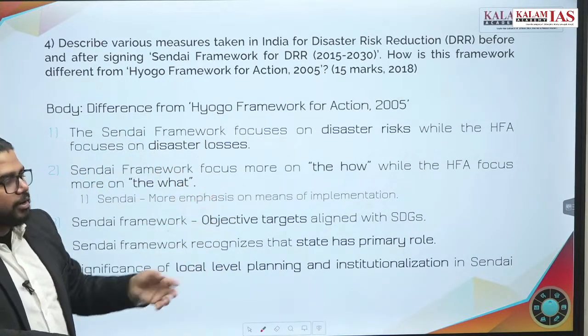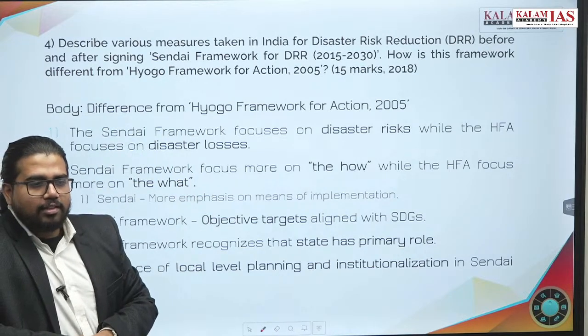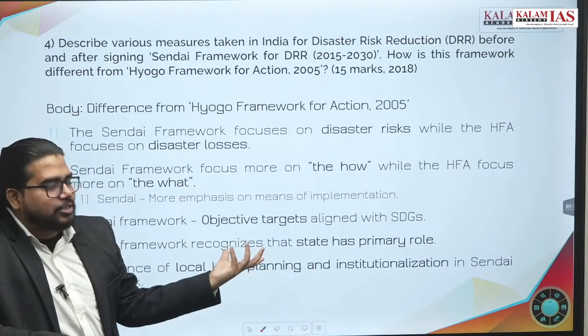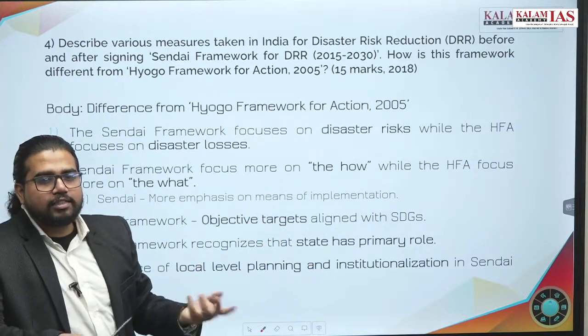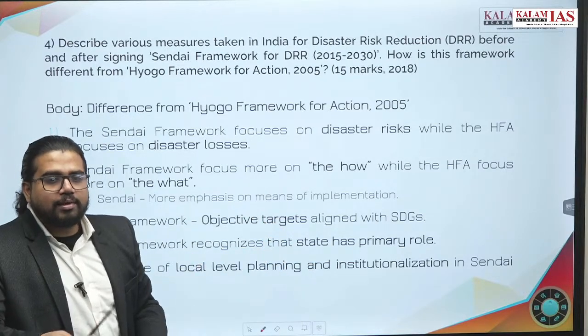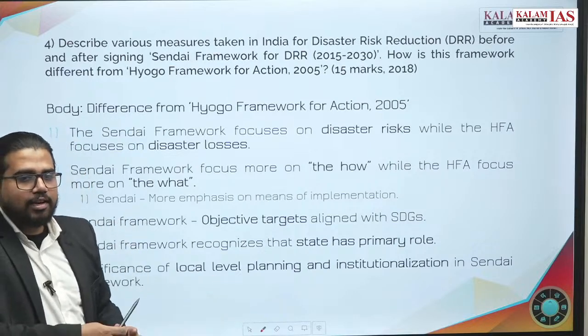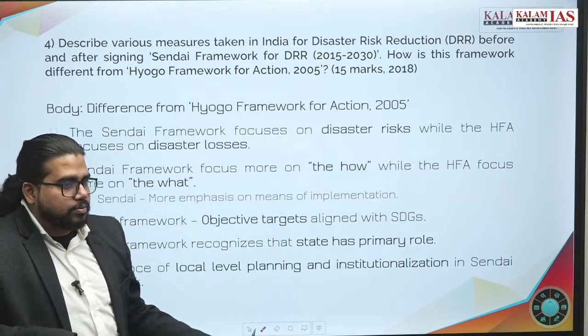You can pause the video and note it down. Otherwise, it's not going to stick. This is not a question where we can add much value. Only learn about the Sendai Framework, which you can juggle with and use. Look for some diagrams of the Sendai Framework that will add value to your answer writing.